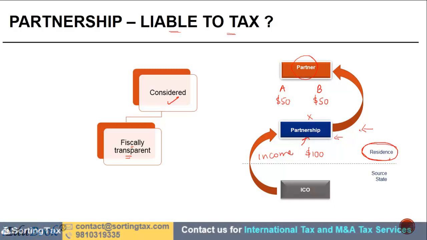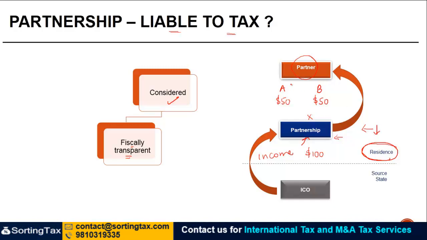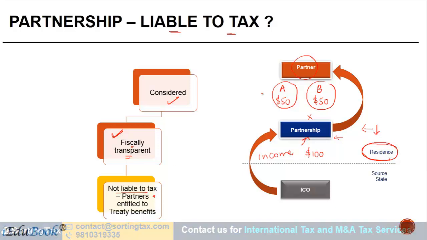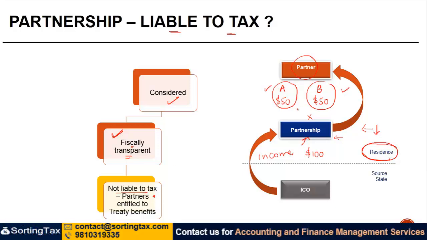The taxation in the country of residence is in the hands of the partners. The firm is treated as fiscally transparent. In such a case, it is not liable to tax in the country of residence, and therefore it is not entitled to the benefit of the treaty. But the partners, A and B, because they are liable to tax in the country of residence, will be able to claim the benefit of the treaty on the respective $50 of income that they get.